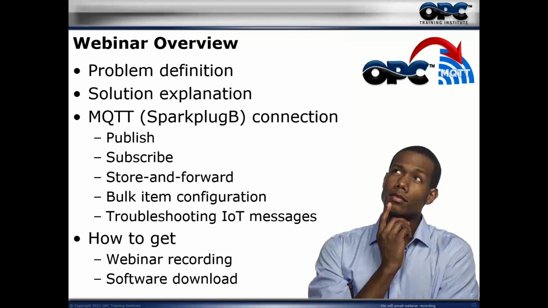So let's get going. Again, today's webinar is about OPC to MQTT. We're going to talk about the actual problem that we have in automation and what we're trying to do with OPC and MQTT. We'll talk about the solution. We'll talk about MQTT and very specifically SparkplugB. We'll talk about publishing, the publisher, subscriber. We'll talk about brokers, store and forward, bulk item configuration, troubleshooting, IoT messages, and in the end, I will let you know how to get this webinar recording and software download.